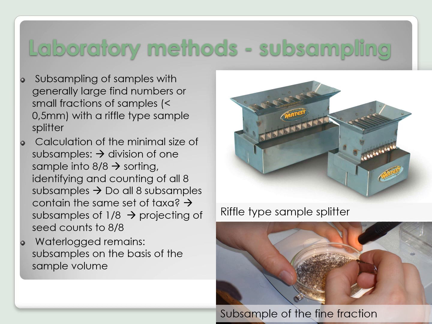After sieving, the volumes of the different fractions need to be measured. Subsamples are taken with a spoon from different places within a sieve. It is, however, more difficult in this case to get equally sized subsamples. The counts of records in subsamples will be projected to the complete sample. You can find additional information on subsampling of waterlogged samples in the textbook by Jacomet and Kreutz.